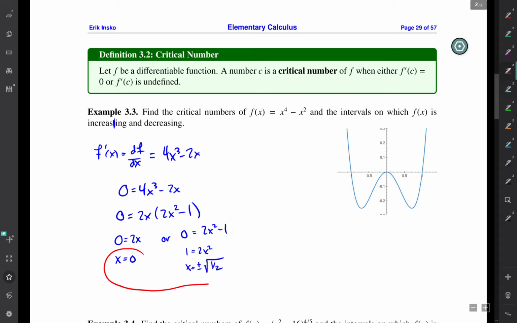The critical values are where the derivative is equal to 0 or undefined, and since this is a polynomial, the derivative will never be undefined, so you're only looking for when the derivative is equal to 0. Okay, so the negative square root of 1/2 would be over here. The positive square root of 1/2 would be right there. And then the 0 is right there, obviously. So now we have our critical values.